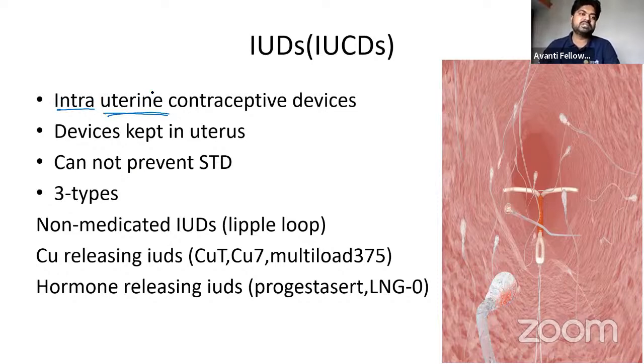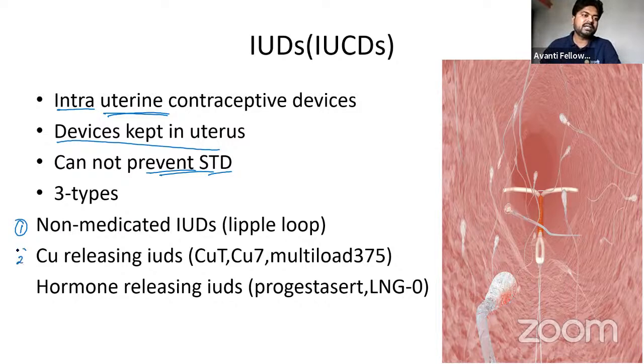Okay, where is this used? It is added in the uterus. So these are the intrauterine contraceptive devices. These devices are kept in the uterus. It can't prevent STD. There are three types of IUDs. First is the non-medicated IUD. That means they do not use any type of medicine.